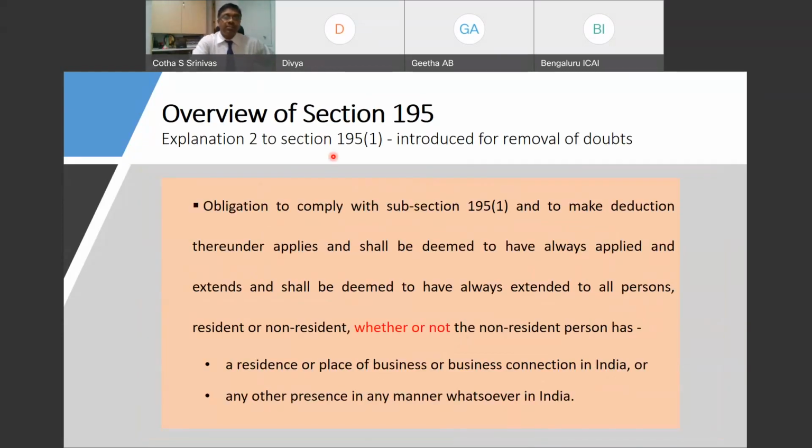Then there is Explanation 2 to section 195(1), where it says, see, certain incomes in the case of a non-resident, there is no requirement that the services should be rendered in India, or that it should have a place of operation in India. You need not have a residence in India, you need not have a place of business or business connection in India. Irrespective of whether he has got residence, business connection, or place of business, and whether he has any type of presence in India or not, certain incomes, even if rendered outside India, will be considered as income deemed to accrue or arise in the hands of a non-resident.